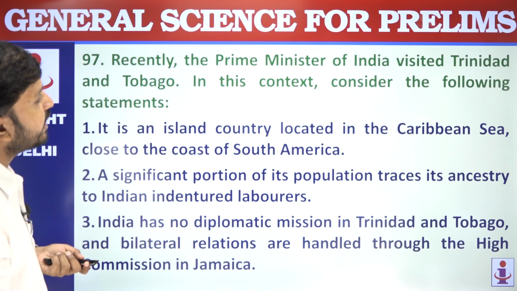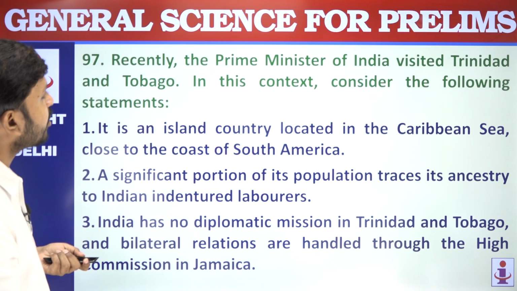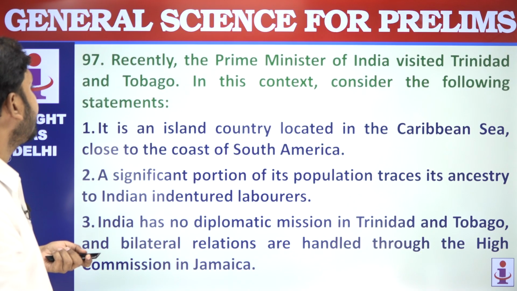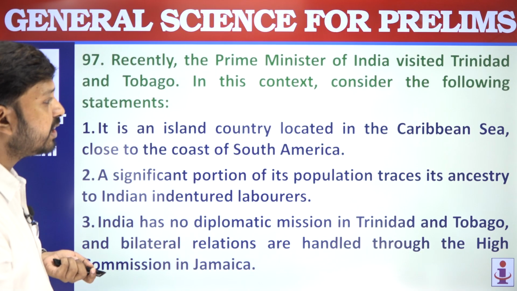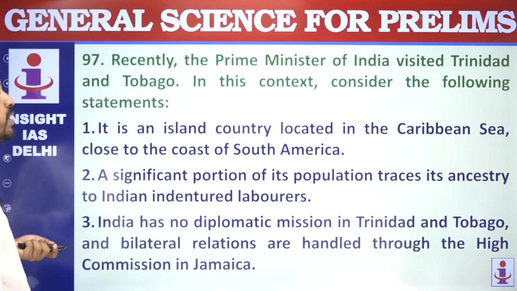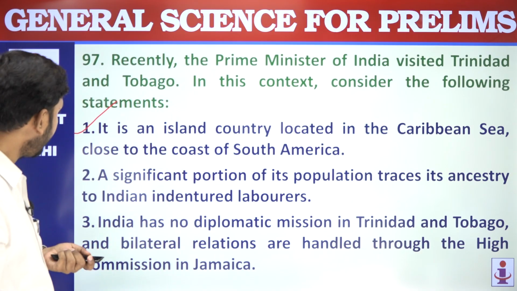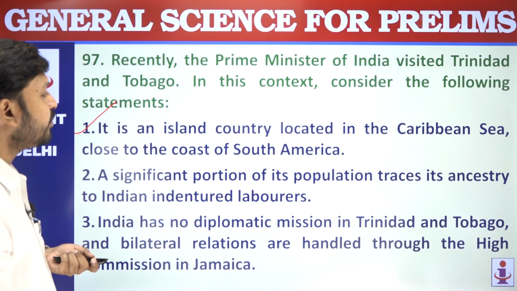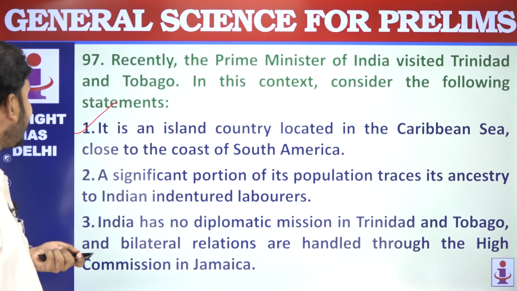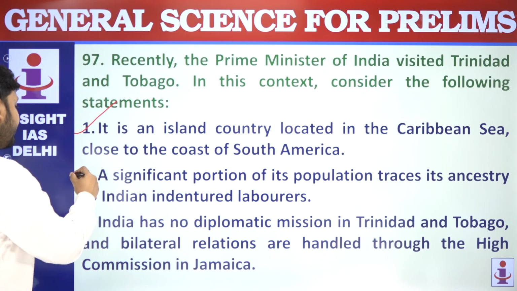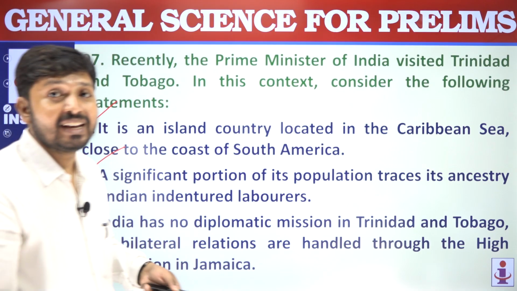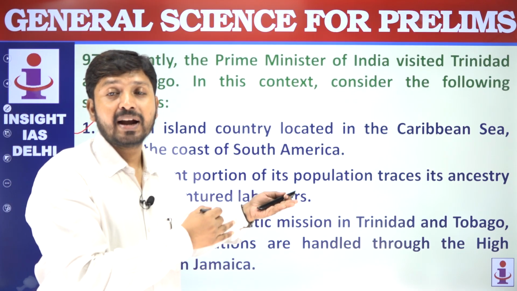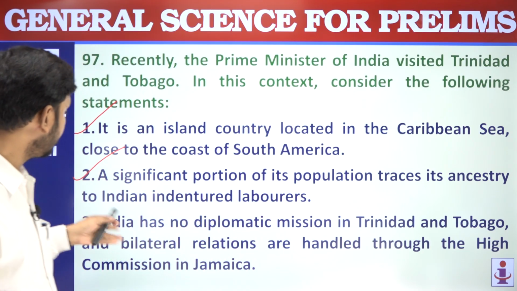Recently, the Prime Minister of India visited Trinidad and Tobago. In this context, consider the following statements. It is an island nation located in the Caribbean Sea close to the coast of South America. This is right. A significant portion of its population traces its ancestry to Indian indentured labor. This is also right, because the British had taken our people there and made them work. So this is right.